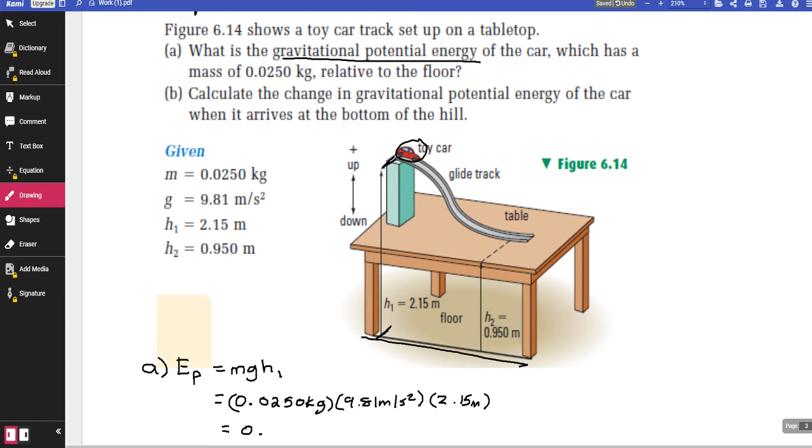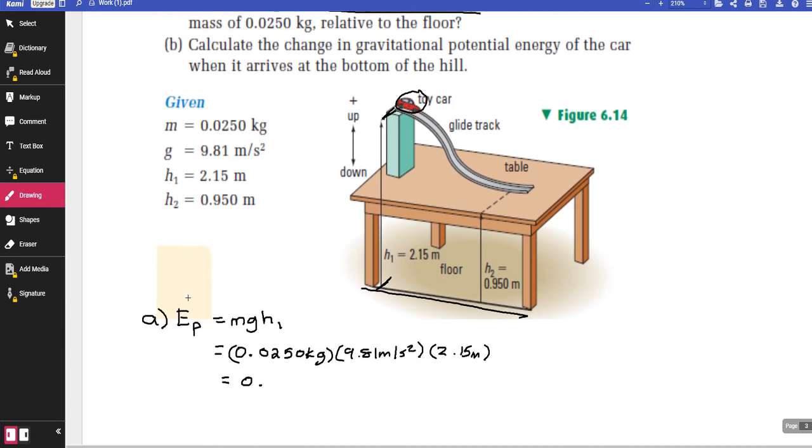525, I think it is. Yeah, 527 joules. Now, B asks to calculate the change in gravitational potential energy of the car when it arrives at the bottom of this hill here.